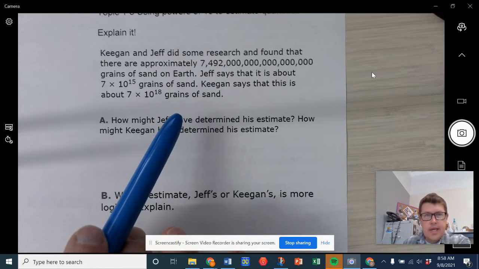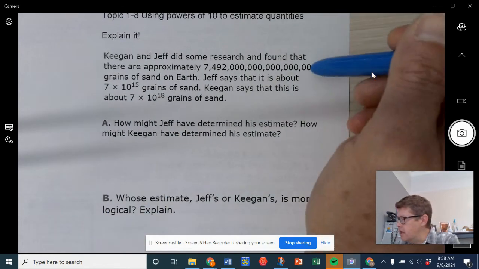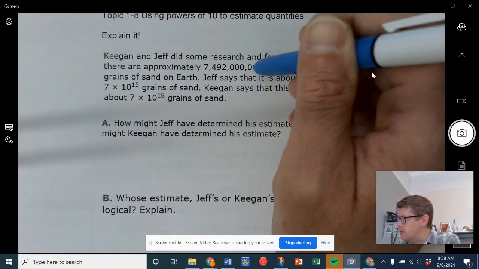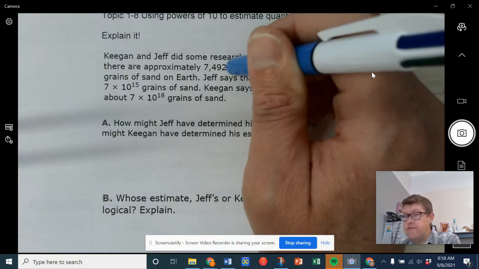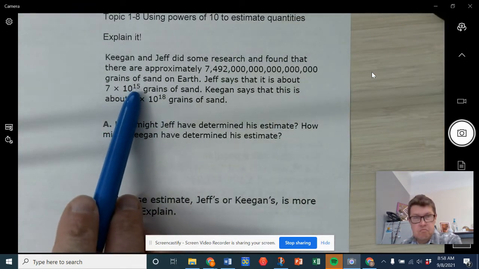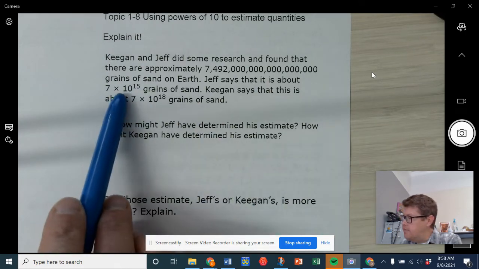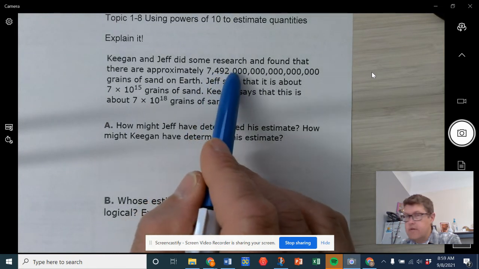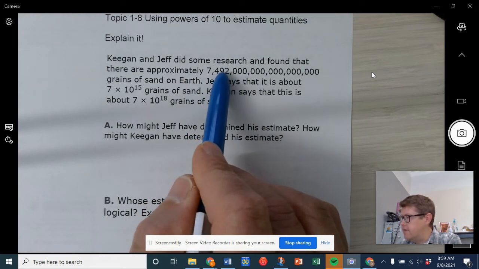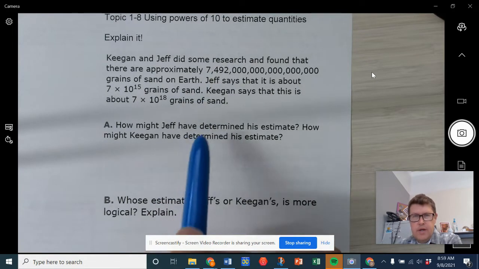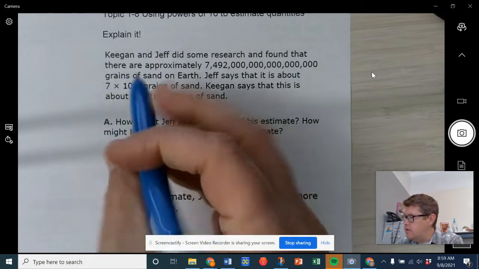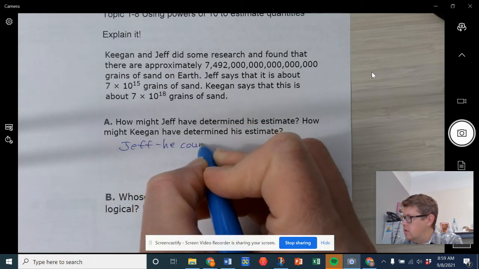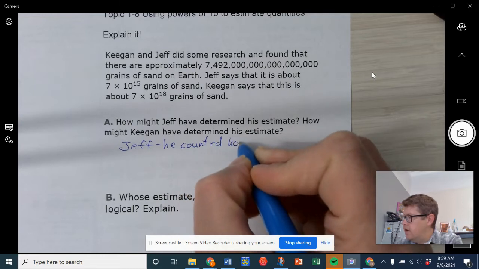Well, I like just counting out how many spaces there are, right? Let's count out how many zeros we got. 1, 2, 3, 4, 5, 6, 7, 8, 9, 10, 11, 12, 13, 14, 15. Well, there are 15 zeros right here. That makes sense. But there are actually 18 spaces. Like if you count, that's 15 right there, 16, 17, 18 right there. So for Jeff, I'd say he counted zeros. So he counted how many zeros there are.